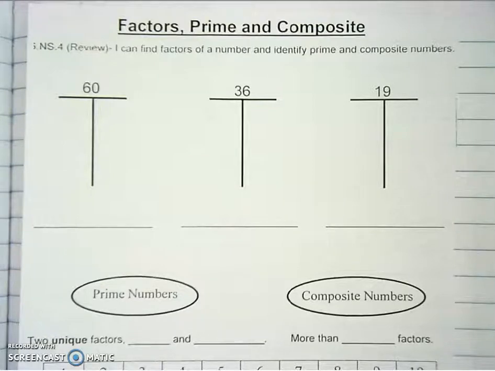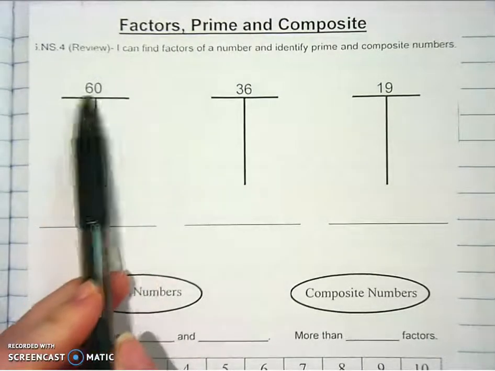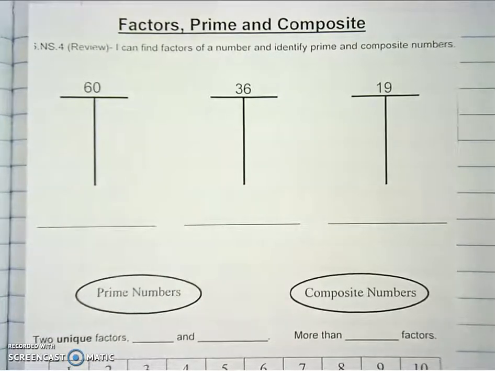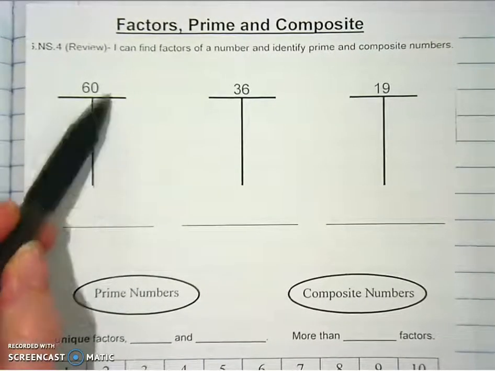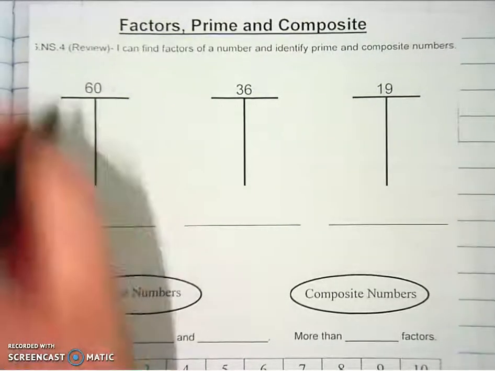So the first thing that we do when we talk about finding factors of a number is we set up this T here so that we can create a way to write our factors, and then they're going to go around in a U shape like this. So we always start with 1 and the number itself.